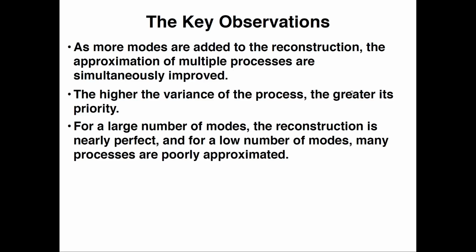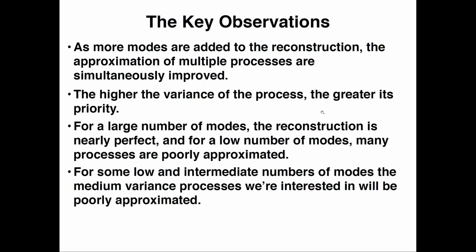Okay, so for a large number of modes, the reconstruction is nearly perfect. So at the other end, from d being very low, if you go d very high, it's nearly perfect, right? And everything that's being missed is noise. For a low number of modes, say just the first one or the second one or something, many processes are poorly approximated, right? So you go from a very poor approximation to an almost perfect approximation, as the number of modes, d, goes from 1 to the number of time steps.